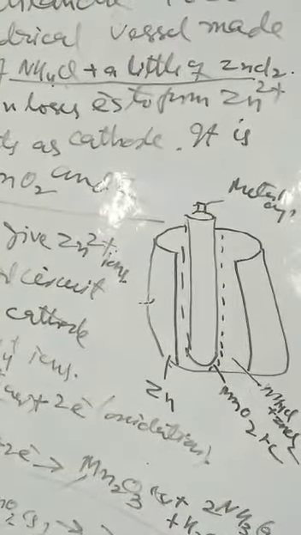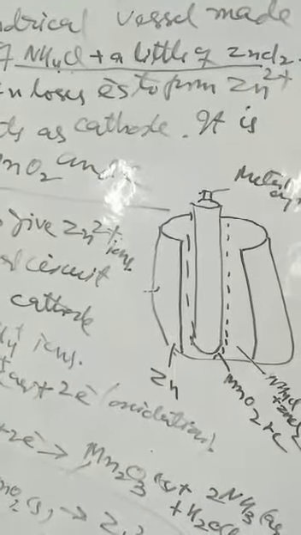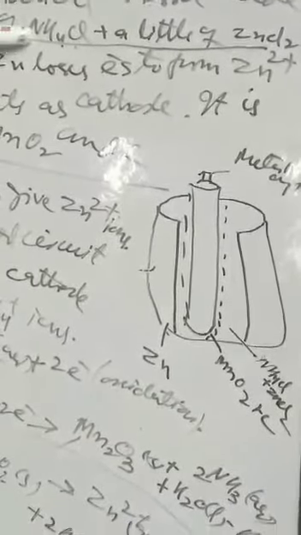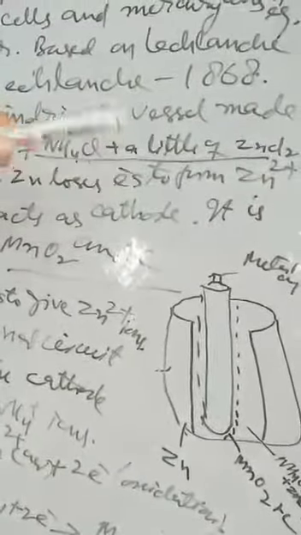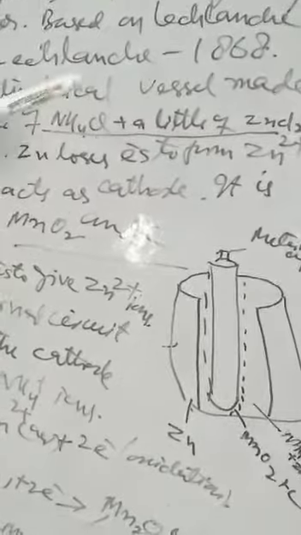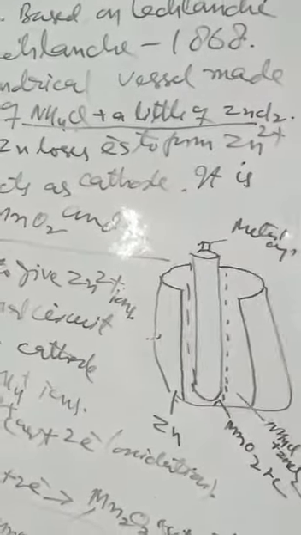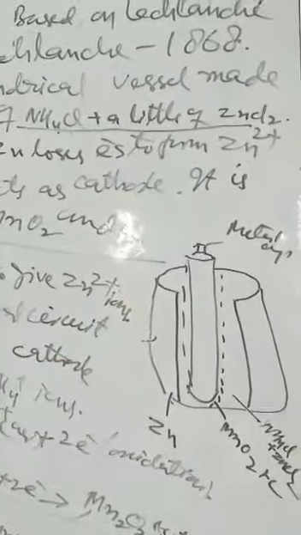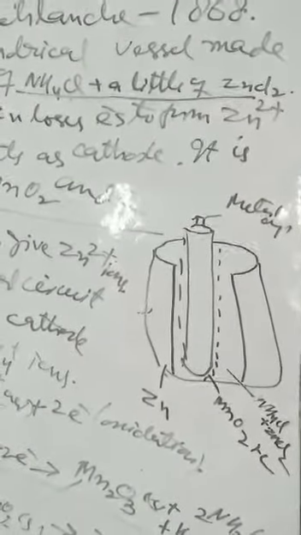This dry cell is based on the Leclanche cell invented by G. Leclanche in 1868. It consists of a cylindrical vessel made up of zinc. It is made up of zinc, a zinc vessel like this, and it acts as the anode. This zinc vessel or bottle is filled with a paste of ammonium chloride and zinc chloride. The major portion of it is ammonium chloride and a little zinc chloride is added to it. This paste is filled in this zinc bottle, and it acts as the anode.